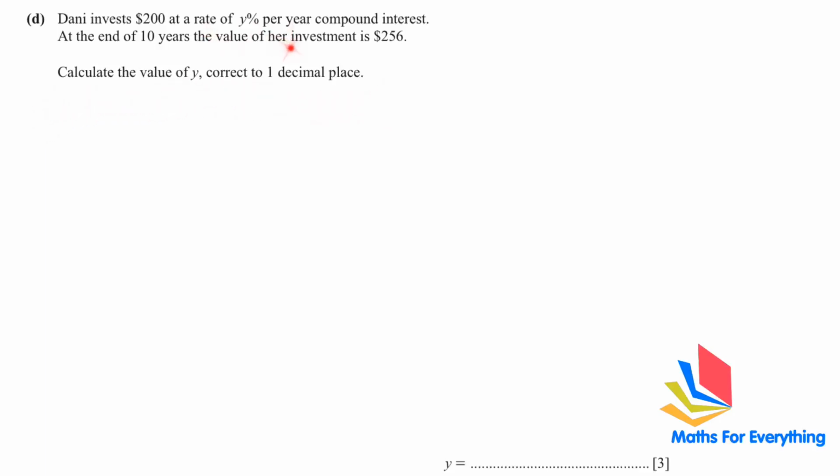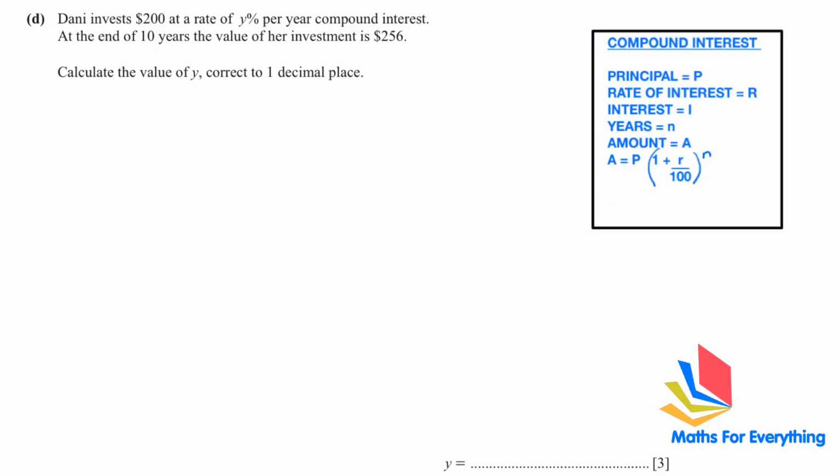We still have to find the rate of interest, but we have to use the formula of compound interest. So this is the formula. Amount is equal to principal times 1 plus R over 100 to the power of n. P is the principal, rate of interest is R, interest is I. You don't need to use that here. And years is equal to n and amount is A. So let's write down everything that we have now.